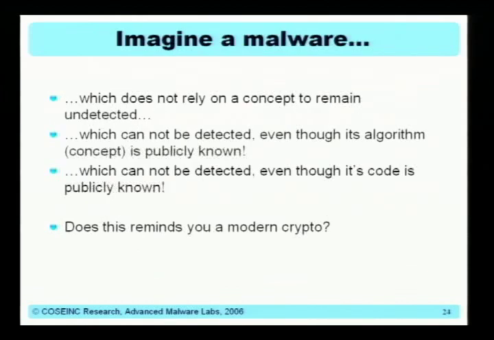So now imagine a malware which doesn't rely on a concept to remain undetected, which cannot be detected even though its algorithm is known. So how does it work? It's made publicly available, and we can go even a step further and imagine malware which would be undetectable even if its code is made public. This reminds me of modern crypto. We know the crypto algorithms, but we cannot decrypt the message, right?